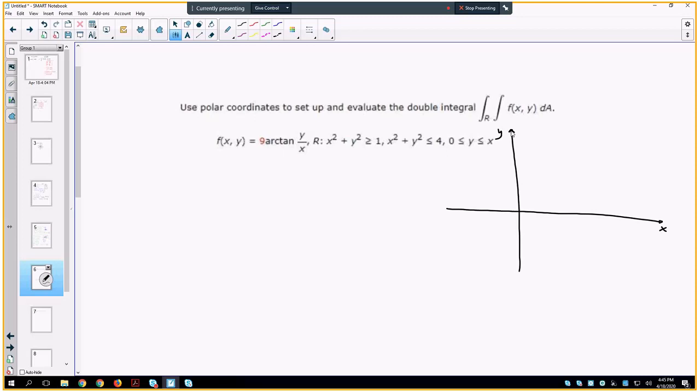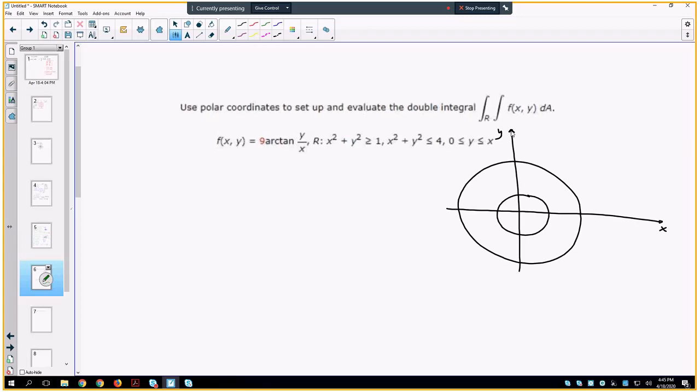I'm told that x squared plus y squared is greater than or equal to 1. So the circle of radius 1 is x squared plus y squared equals 1. I'm greater than or equal to that. And x squared plus y squared is less than or equal to 4. So the circle of radius 2 is given by the equation x squared plus y squared equals 4. So I'm in between the two.